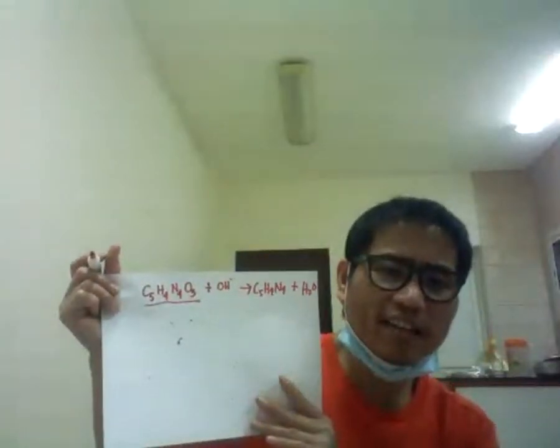So this is uric acid plus OH, a base, to produce the purine, which is the salt of the acid, the uric acid. I know the formula of purine, so we are very lucky. C5H4N4, plus water. So balance the chemical reaction.